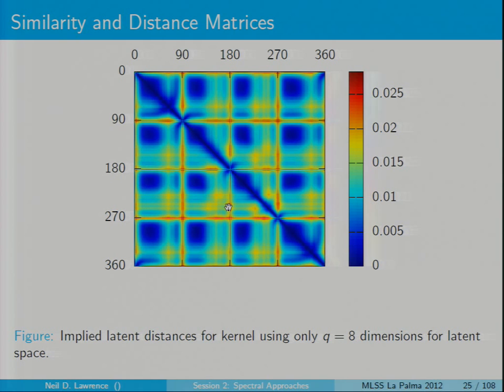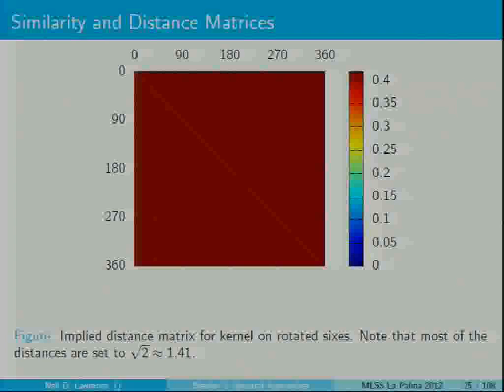Can you do that in a low-dimensional space? Let me keep on that one for a moment. If I want to embed 360 data points square root of 2 apart, what size of space do I need to do that?